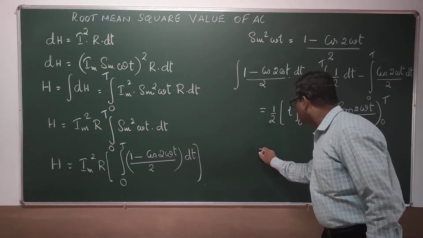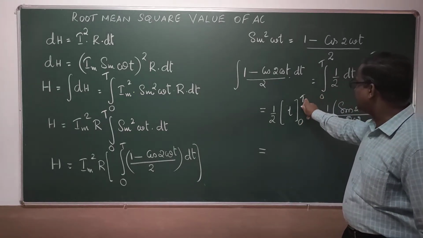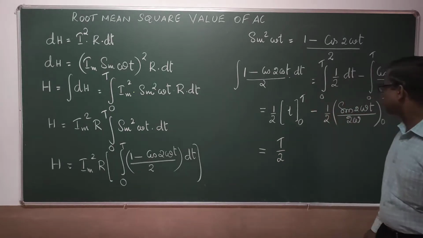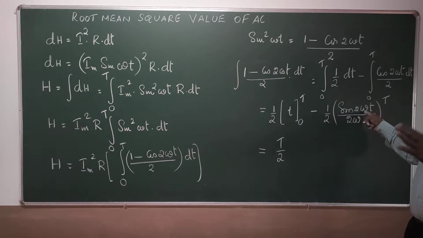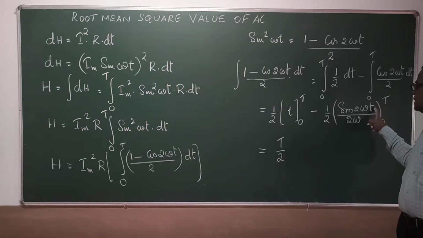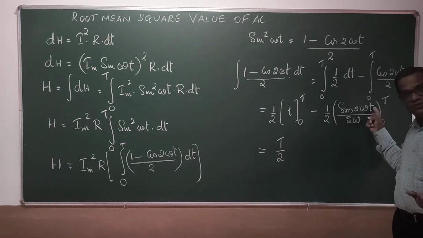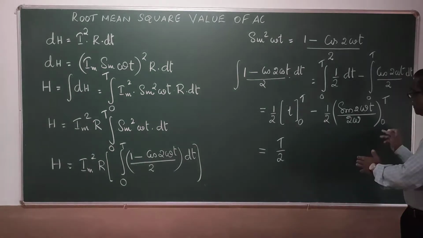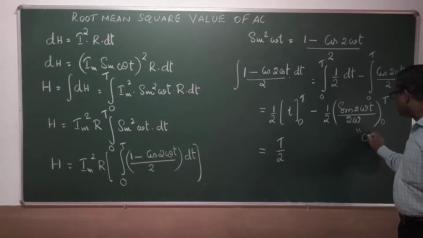Now this will be equal to, this is 0 to T when I apply capital T minus 0. So this will be T by 2, and here if I take omega as 2 pi by T and we substitute the upper limit T over here, it becomes 4 pi, and 0 over here it becomes 0. That means by putting the limits from 0 to T, I will be getting this equal to 0.